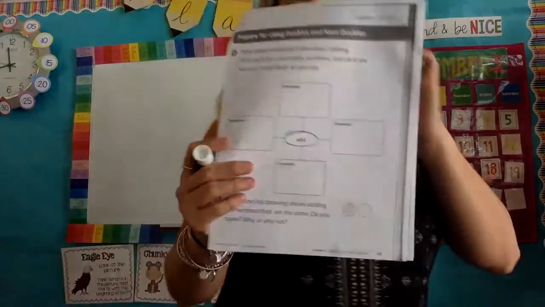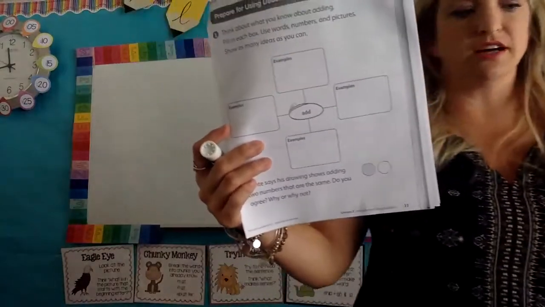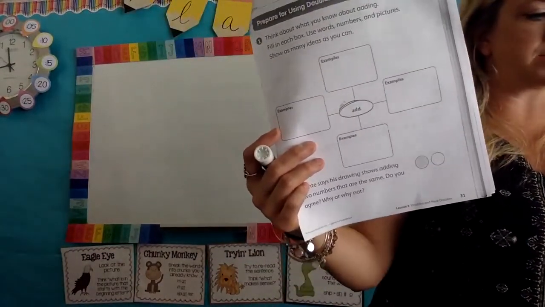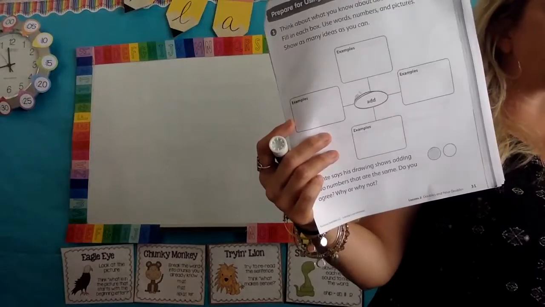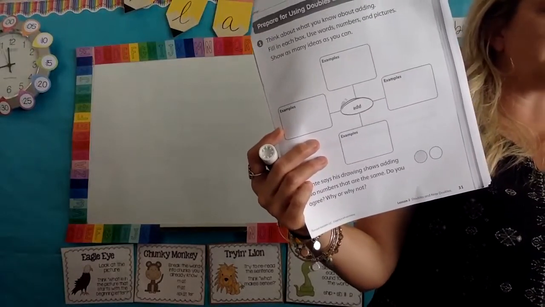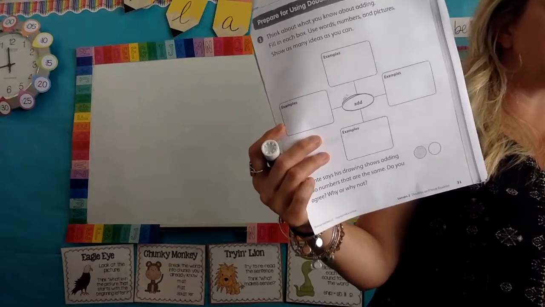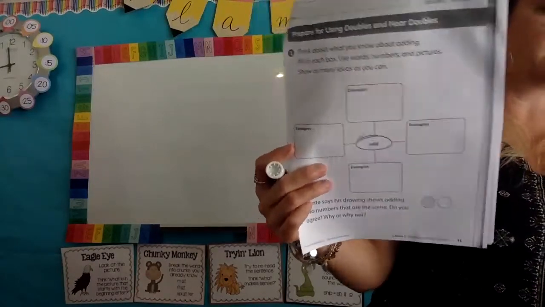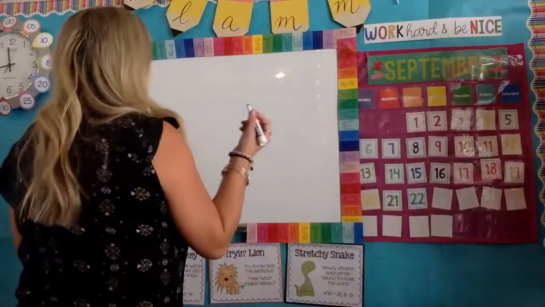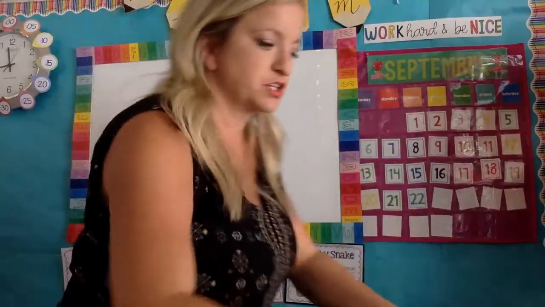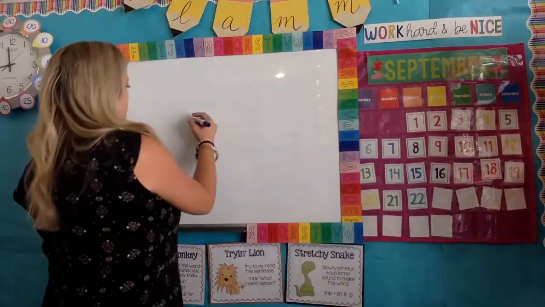So this is like your writer's notebook. You're going to write down as much as you can, because the more that you write down about those ideas, the better it's going to help you. Okay, so this is just all about adding, just adding, okay? Last week we learned about counting on. I'm going to put add in here.